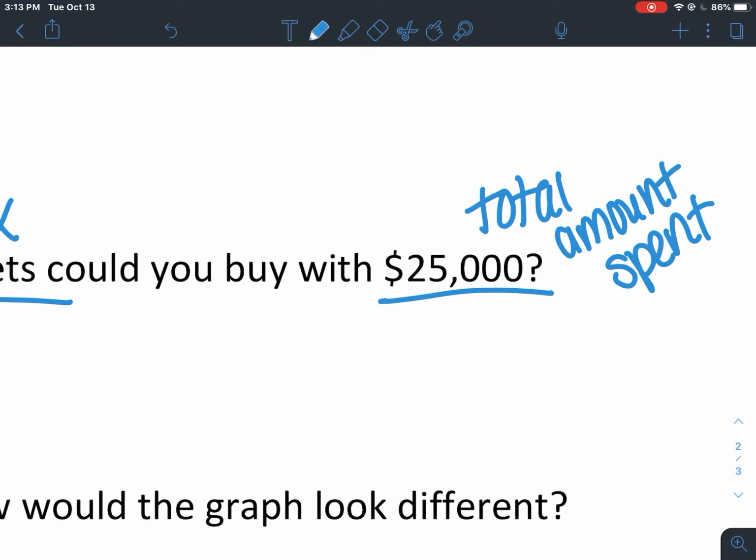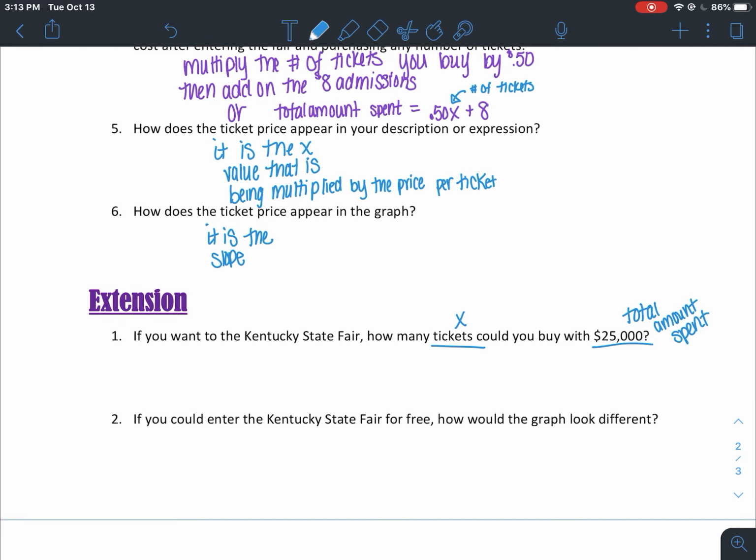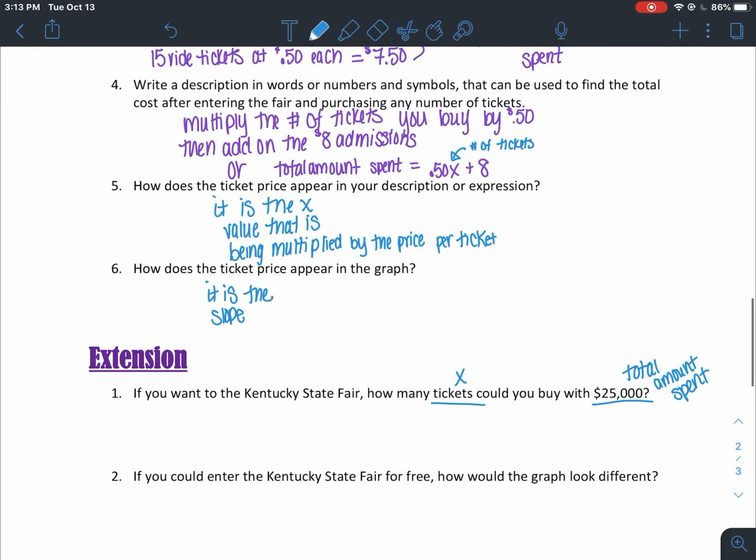$25,000 represents the total amount spent. So using what we've done before in the previous questions, specifically number 4, could you solve for X? How many tickets could you buy? So your final answer is going to be the number of tickets you buy. Go ahead, try that one out.